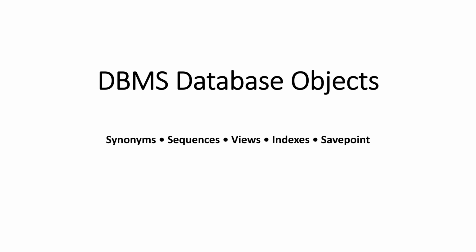Database object. A database object is anything that we create inside a database. It may be used to store data or to manage and query data. Some common database objects are: a table is used to store data in rows and columns. A view is like a virtual table created from a select query. A sequence is used to generate unique numbers. An index is used to speed up searching. A synonym is another name or nickname for a database object.